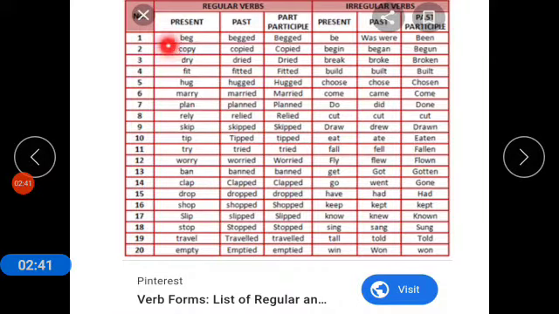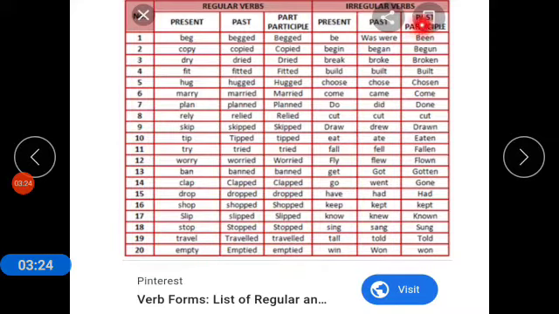So it is the base verb beg. Second form is begged. Third form is begged. It is considered the present or base form. Second form or past. Third form or past participle. So the first word is beg. Its second or past form is begged. Its third or past participle is begged. These are some examples of regular verbs.